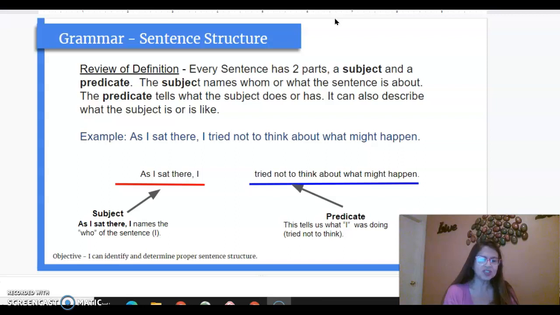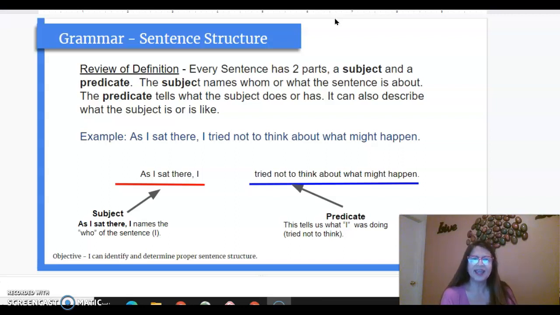Now that you have watched the StudySync video on sentence structure, we are going to learn a little bit more about subjects and predicates. First, I want you to look at the screen and let's review the definition. Every sentence has two parts: a subject and a predicate. The subject names whom or what the sentence is about. The predicate tells what the subject does or has. It can also describe what the subject is or is like.